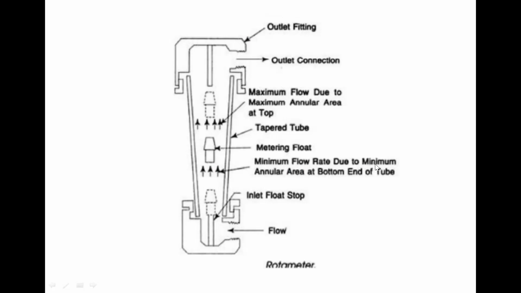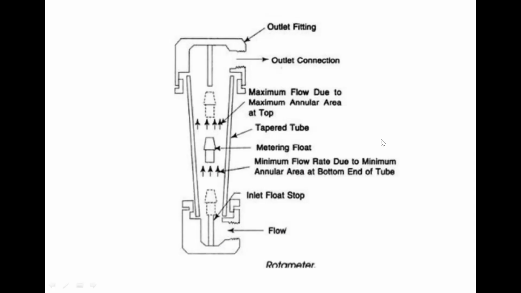And for the minimum flow rate, when the flow is less because the cross-sectional area of the tube is less here, the float may move from here to here. And for maximum flow, because the cross-sectional area of the tube flow channel is increased here, more quantity of the fluid will enter here, and the float will move from here to here. So three positions. For the inlet position, the float is here. For the minimum amount of fluid flow, the float is here. For the maximum flow, due to the maximum annular area here at the top, the float may move here. So three positions are shown here.